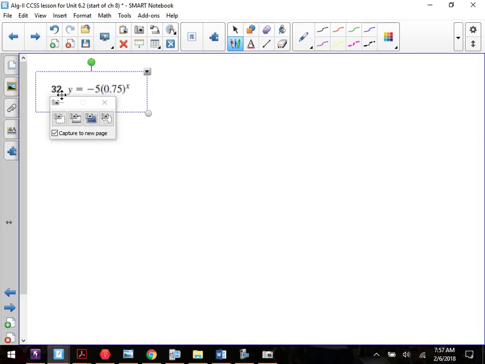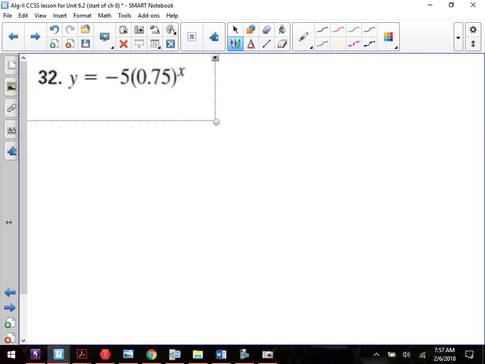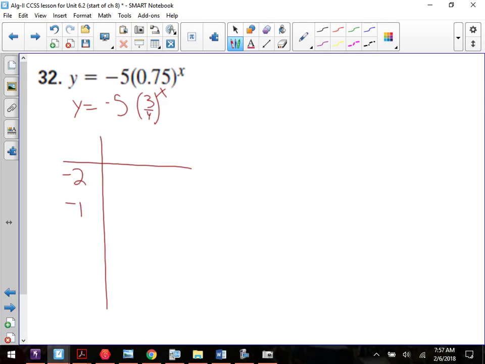All right, so if we're doing 32 with the decay, remember, 0.75 is 3/4. Might be easier to think of it that way. You're just going to get some really crummy looking fractions. Okay. So if you go through your setup, you have no shift. All we have to do is get our ordered pairs: -2, -1, 0, 1, and 2. There's no H and K.